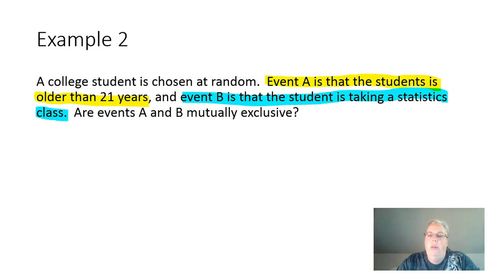In other words, if one of them happens, does it make it impossible for the other one to happen? If you are 21, is it impossible for you to take a statistics class? Or, if you're taking a statistics class, is it impossible for you to be older than 21? No, neither one of those are impossible. So these events are not mutually exclusive.